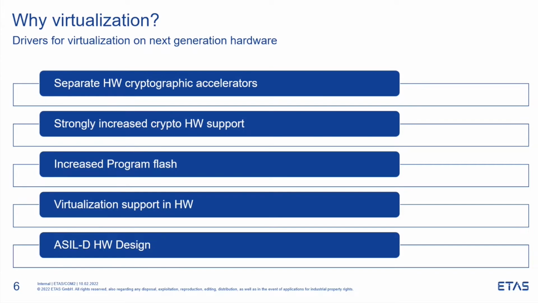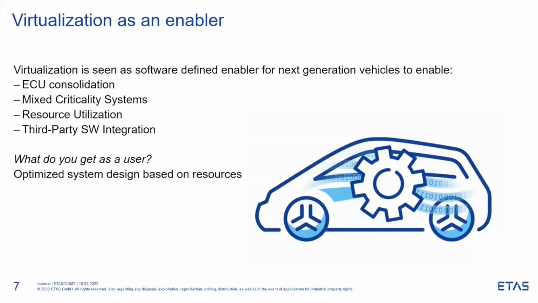So these were the drivers. Now let's have a look how virtualization can be an enabler for the next generation vehicles. So virtualization enables ECU consolidation. Like I mentioned, with the new architecture, we have reduced the number of hardware by using a virtual machine based system. The user also has then the flexibility to combine legacy ECUs by reusing as much as possible.